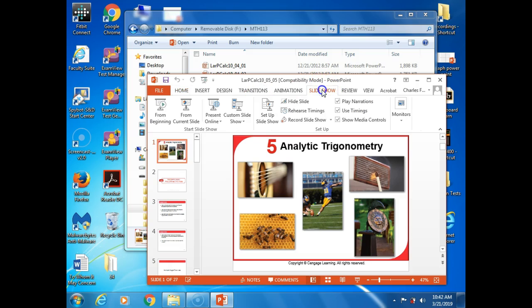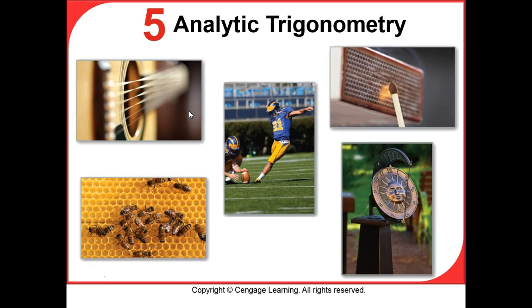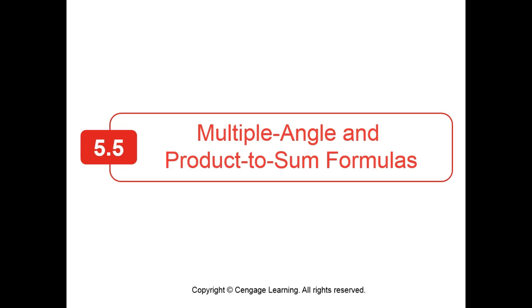Now, I'll go over what you should be able to do and what you can hold off on until later. Okay, Chapter 5 is analytic trigonometry. The last section here is multiple angle and product to sum. They'll also do the sum to product formula. They give you some more identities because they didn't think you had enough to keep you busy.